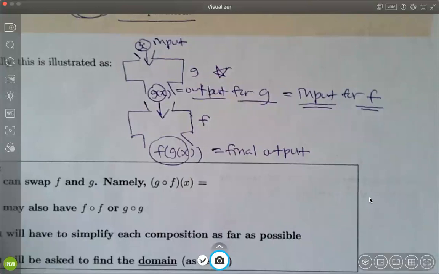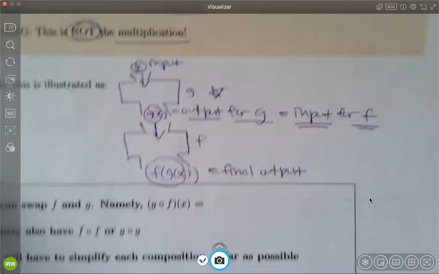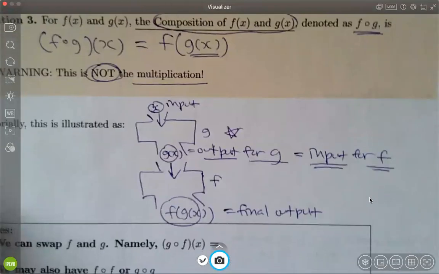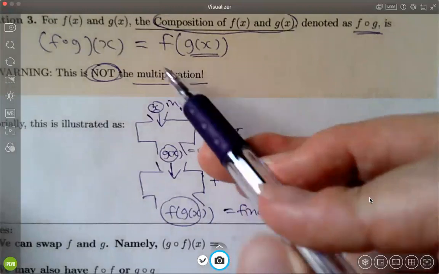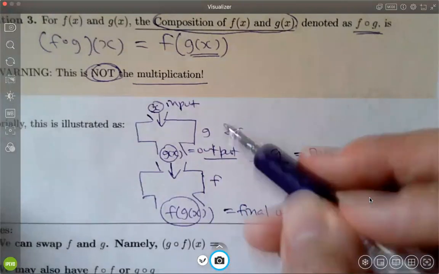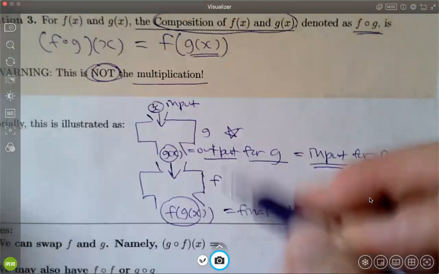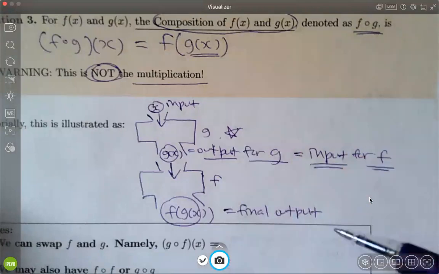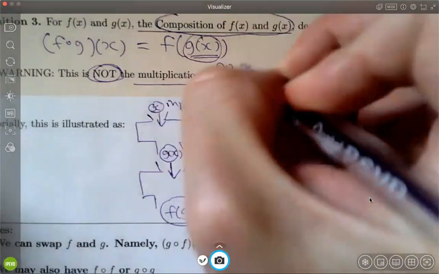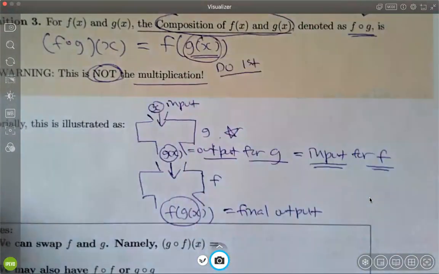Okay, so in short, what does composition of functions mean? Going through a function twice. Not the multiplication, but you are going through the plugging-in thing twice. Now, going back to this f circle g here, what do we do first, f or g? Based on this picture, g, right? So we do the inside function first, and then we go to the outside.